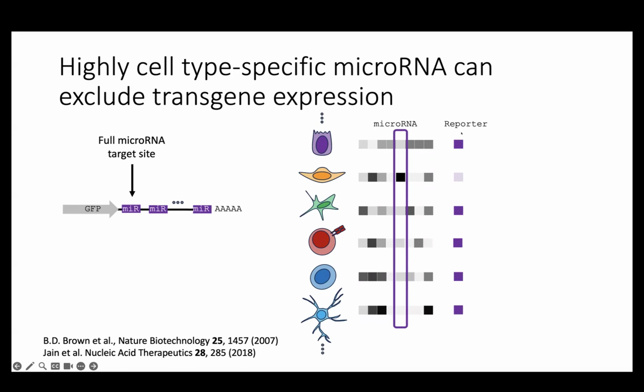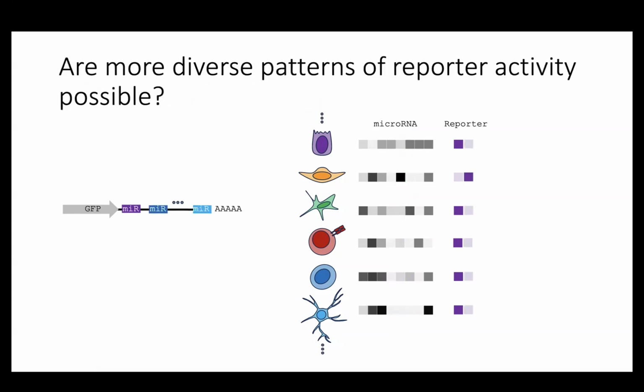So the reporter activity on the right here shows that this reporter should be expressed, or translated and stable, everywhere except here in this yellow-orange liver cell. Okay. Now, the interesting question that Lucas asked is, what other patterns are possible, right? This one situation, where you exclude expression from one particular tissue using one very specific microRNA, is very convenient, but may not be what you always want. Maybe you want to do the opposite. You want to have expression only in the liver and nowhere else. How would you achieve that, right?